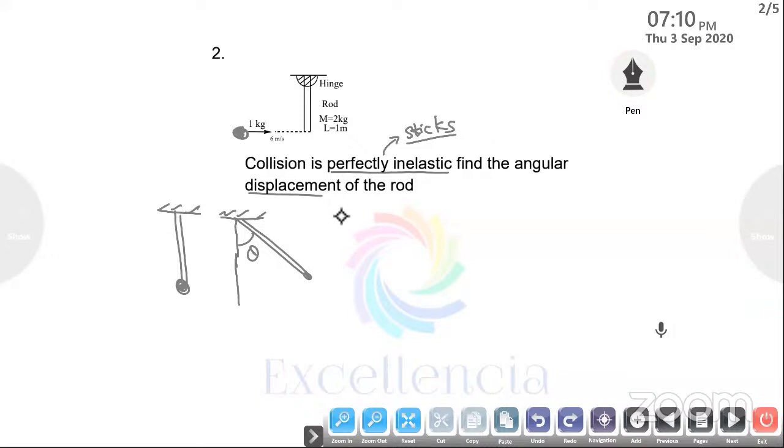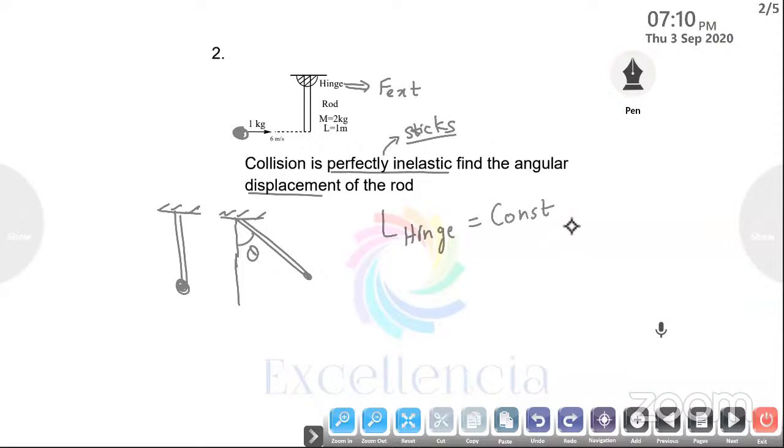This collision is perfectly inelastic. You cannot conserve energy before collision and after collision. You cannot conserve momentum also, because the hinge gives an external force. With external forces, you cannot conserve momentum, but I can conserve angular momentum about the hinge. Angular momentum about the hinge can be conserved. It's basically a constant.